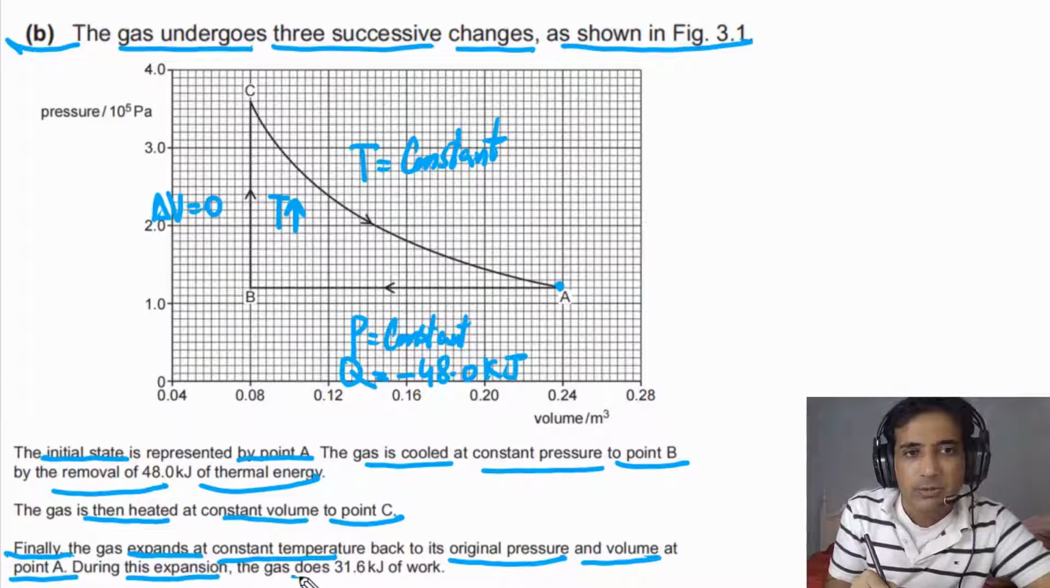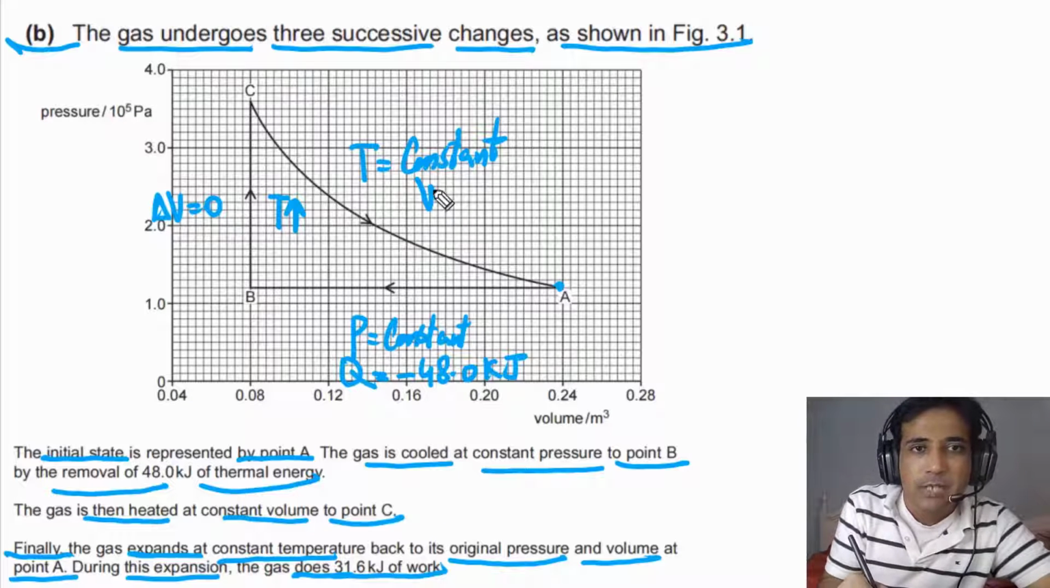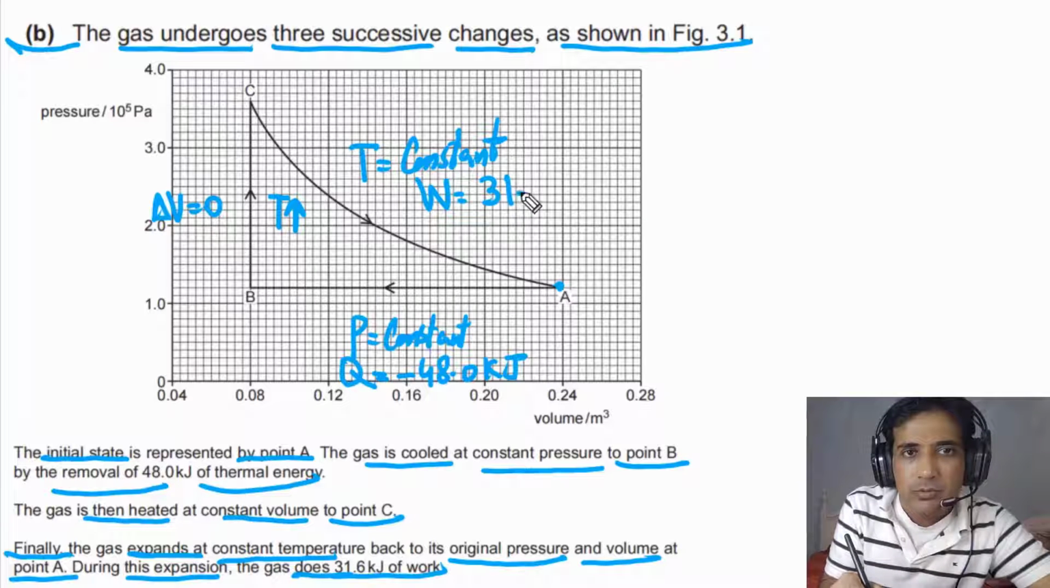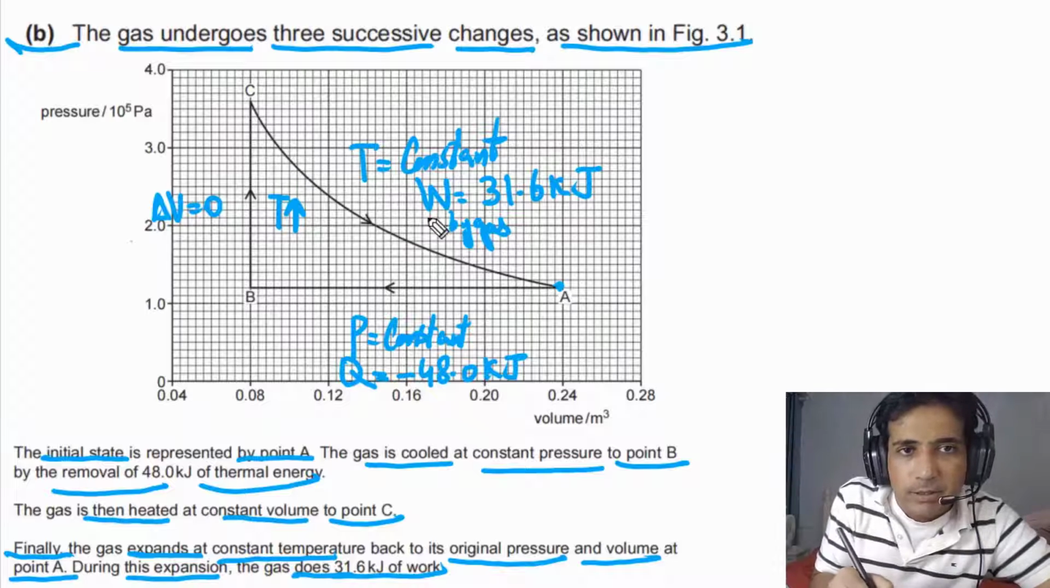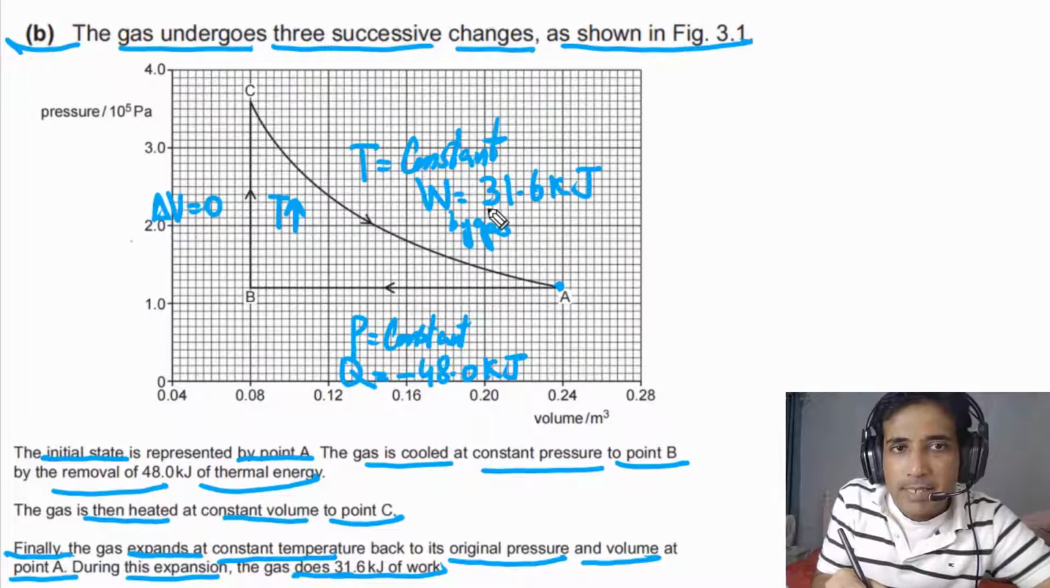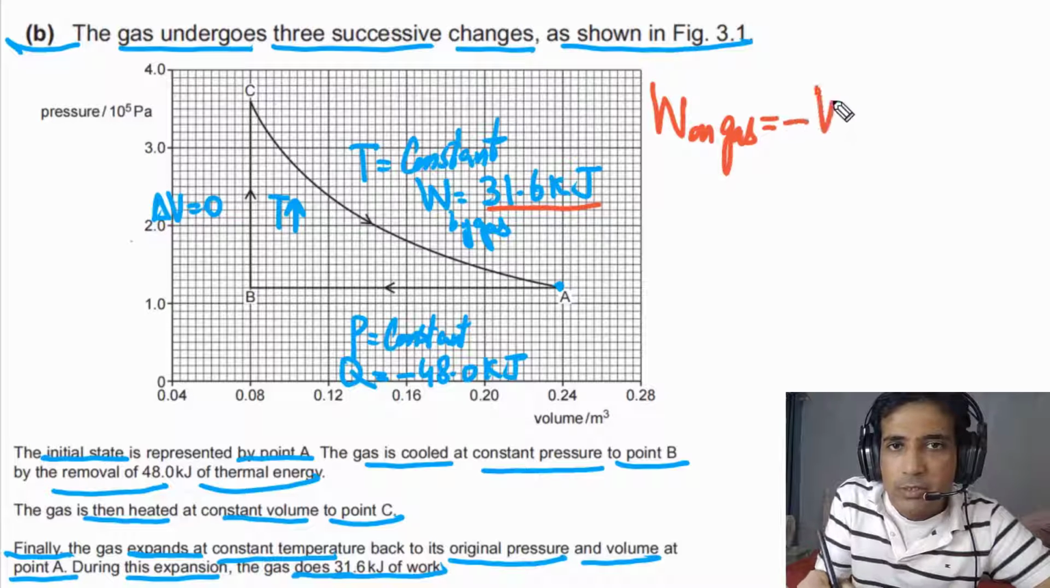During expansion, the gas does 31.6 kilojoule of work. It is also given to us work is done by gas. So we can say work done by gas in this case is equal to 31.6 kilojoules. So this is work done by gas. Now we need to understand work done on gas. We need to understand work done on gas is equal to negative of work done by gas.